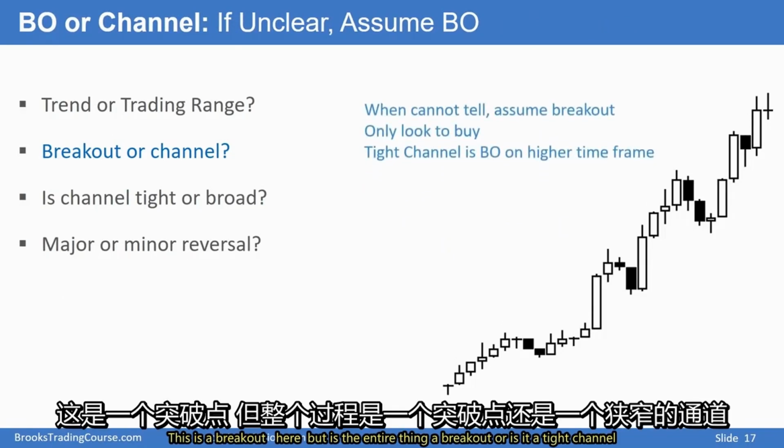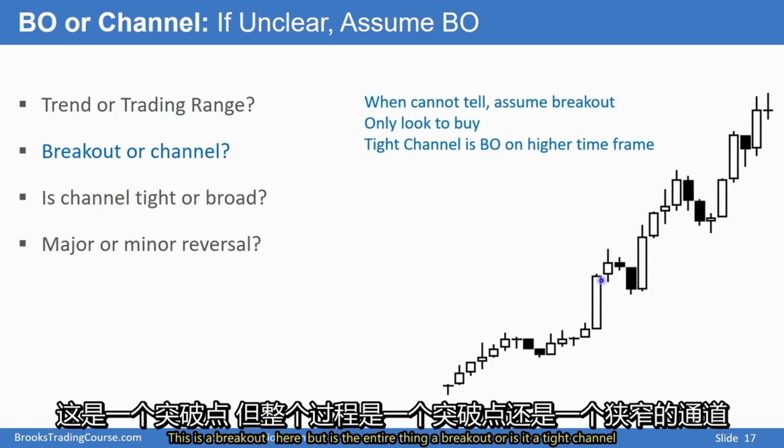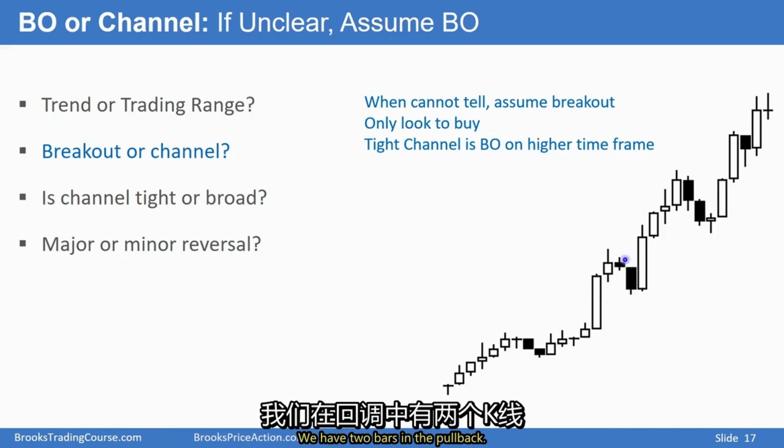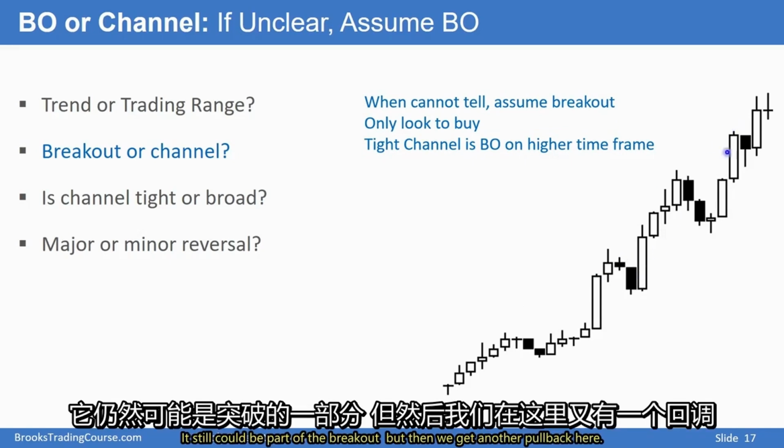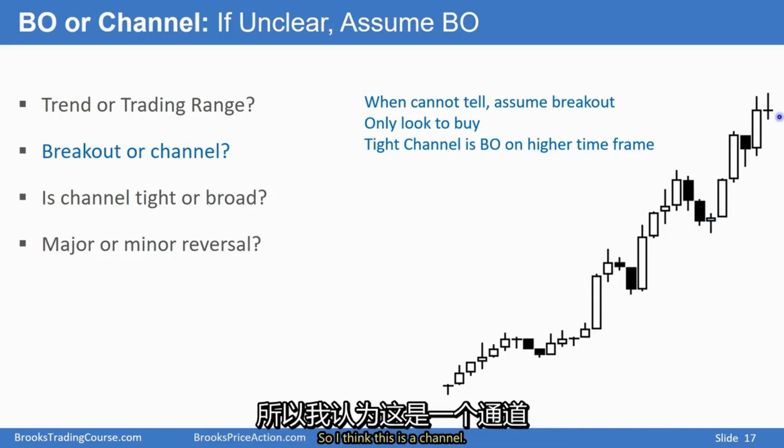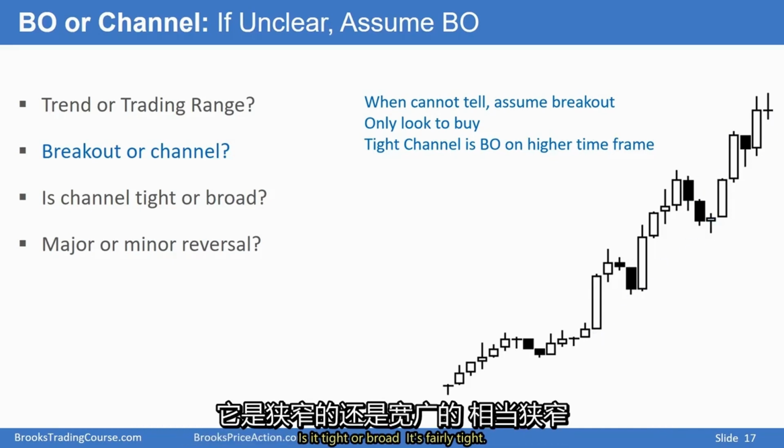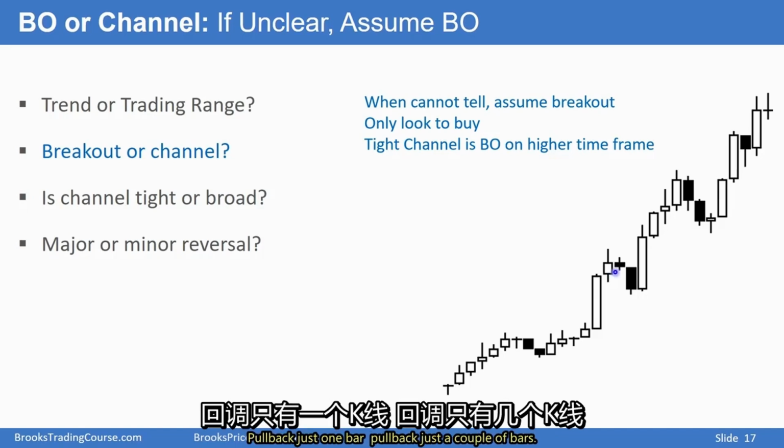This is a breakout right here. But is the entire thing a breakout or is it a tight channel? When we have 2 bars in the pullback, it still could be part of the breakout, but then we get another pullback here. So I think this is a channel. Is it tight or broad? It's fairly tight. Pullback just 1 bar, pullback just a couple bars.